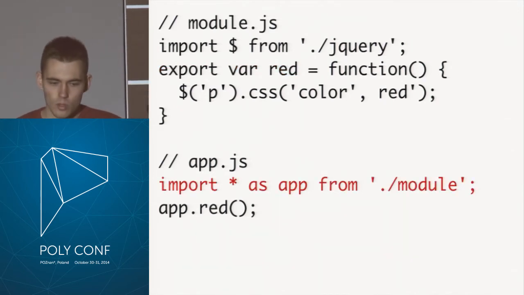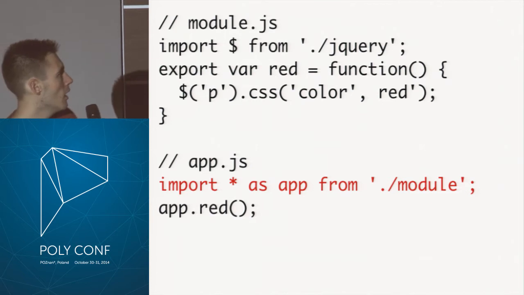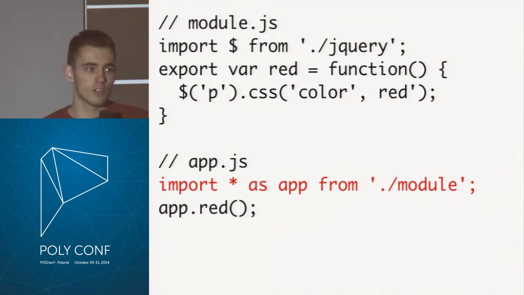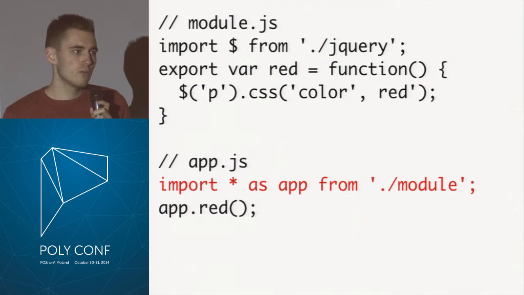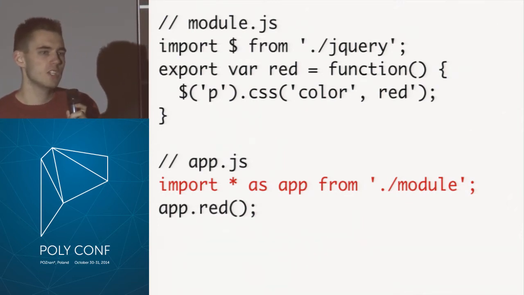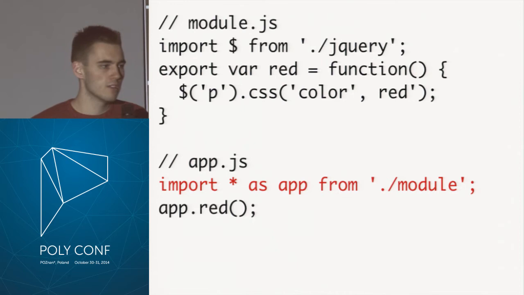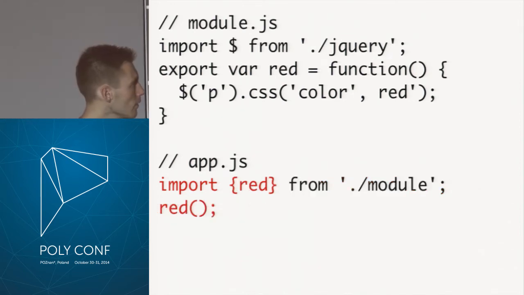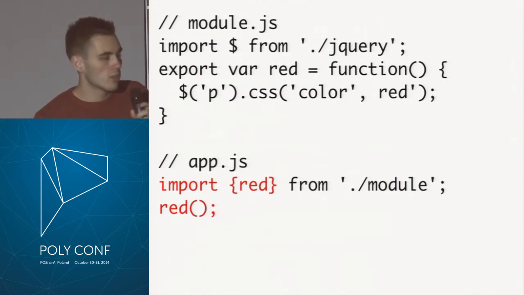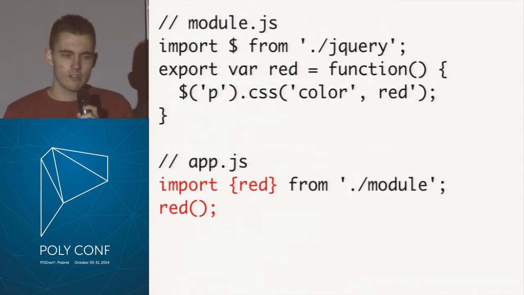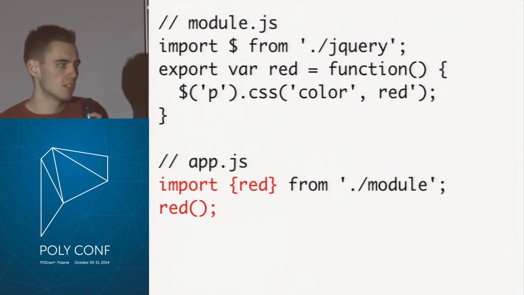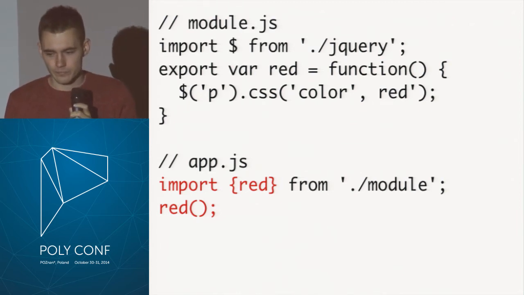In app.js, we can import everything this module exports by doing import * as app. That lets us get an app.red to call that red variable that was exported. Often, though, if you're working with a module that exports a bunch of things, you don't actually need all those things. You only need maybe one or two of the functions it gives you. And there's a syntax for doing that as well, which looks somewhat like this. So what you do now is you wrap the name of the function you want in curly braces, and you get that function directly. So here I've imported just the red function from the module rather than importing everything the module exports.